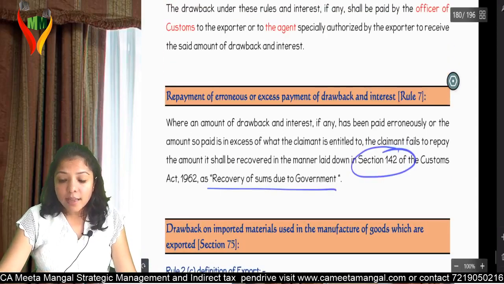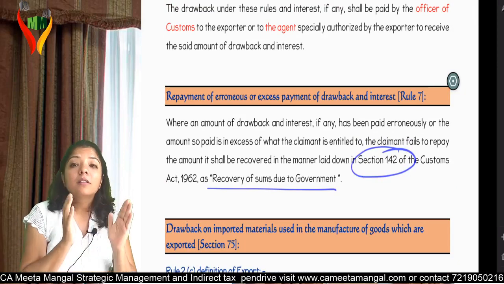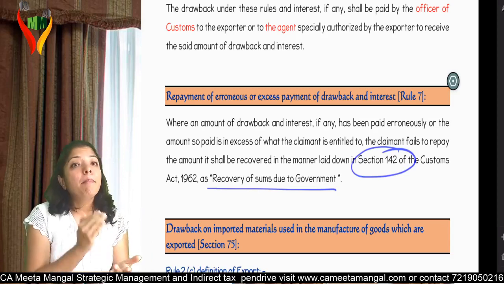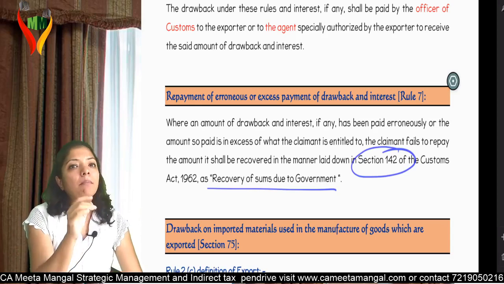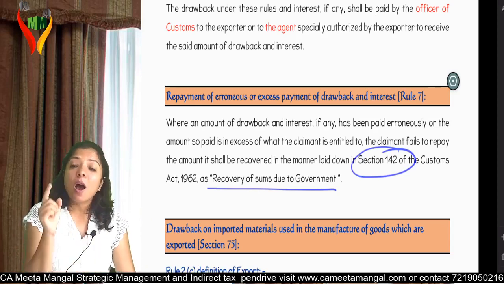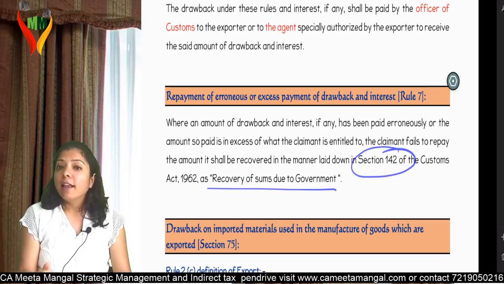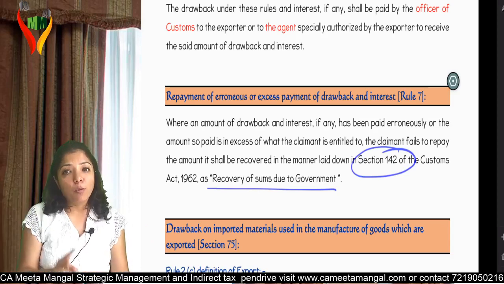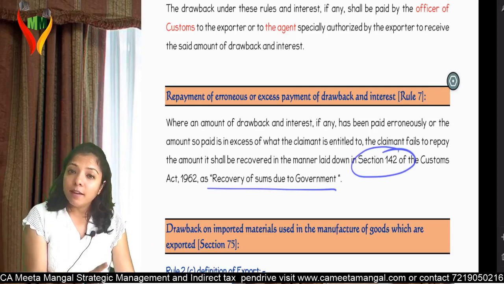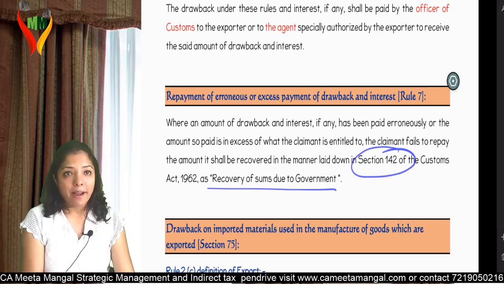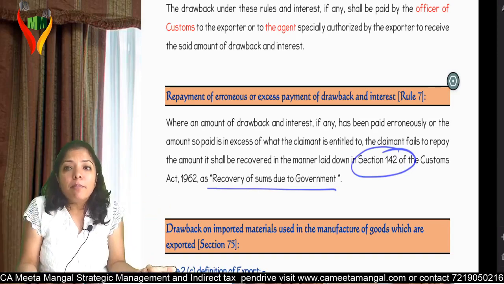Is section 74 very clear? Let me summarize it. You have imported, paid import duty, and exported as such. Now the question is, after import, have you used it or not? If you have not used it and have exported within 2 years from the date of import duty paid, you'll be eligible for 98% duty drawback. But if you have used it, the question comes, for what purpose?